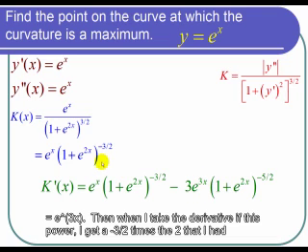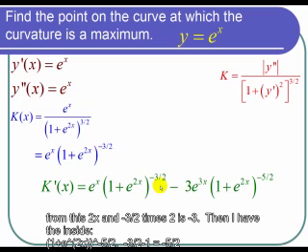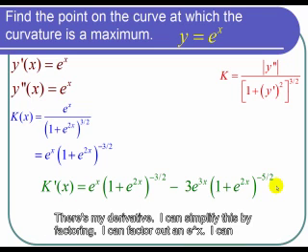And then when I take the derivative of this power, I get a negative 3/2 times the 2 that I had from this 2x, and negative 3/2 times 2 is negative 3. And then I have the inside 1 plus e to the 2x, all to the negative 5/2 power. Negative 3/2 minus 1 is negative 5/2. So there's my derivative.